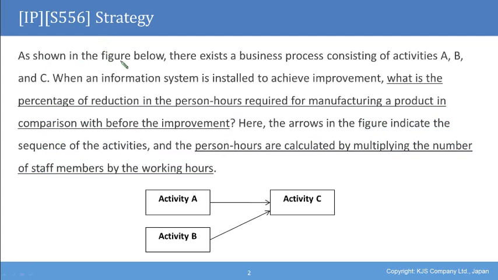As shown in the figure below, there exists a business process consisting of activities A, B, and C. When an information system is installed to achieve improvement, what is the percentage of reduction in the person-hours required for manufacturing a product in comparison with before the improvement? Here, the arrows in the figure indicate the sequence of the activities, and the person-hours are calculated by multiplying the number of staff members by the working hours.